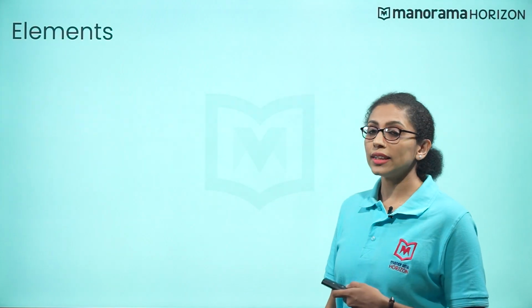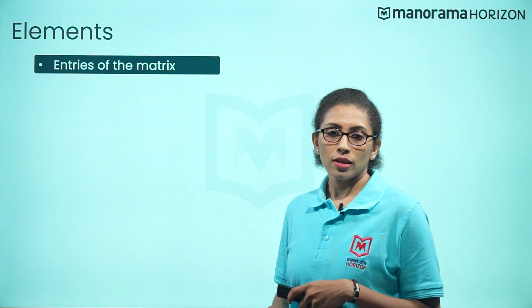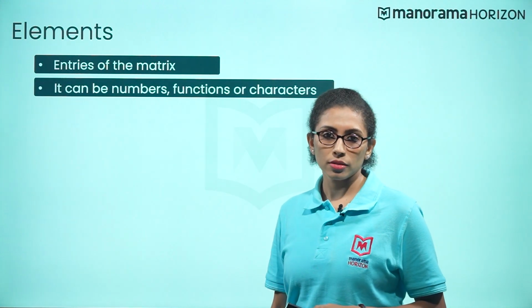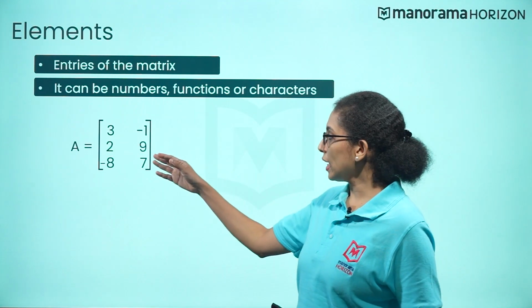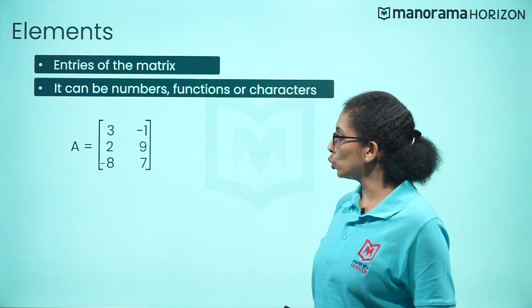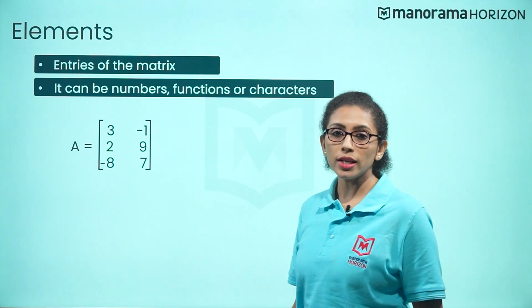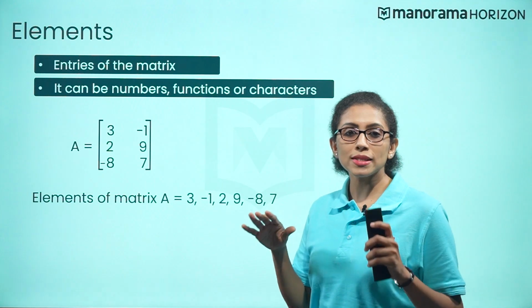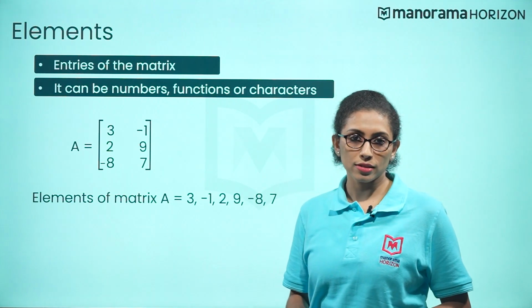Elements are nothing but the entries of the matrix. It can be numbers, functions or characters. In the matrix A, 3, minus 1, 2, 9, minus 8, 7. These are the elements of matrix A. So, the elements arranged in rows and columns make up a matrix.